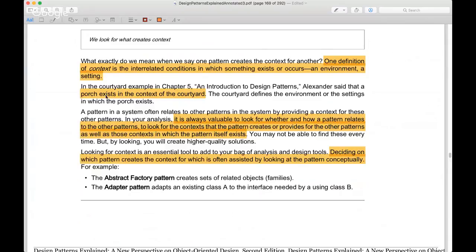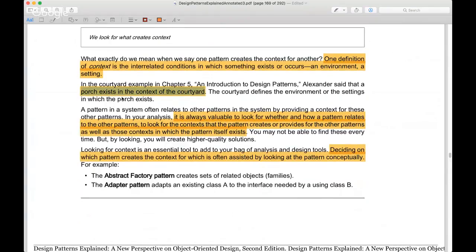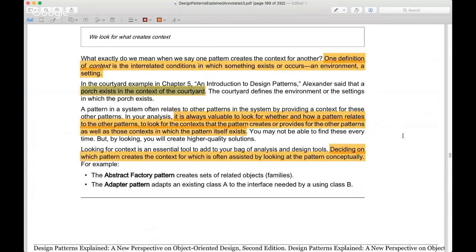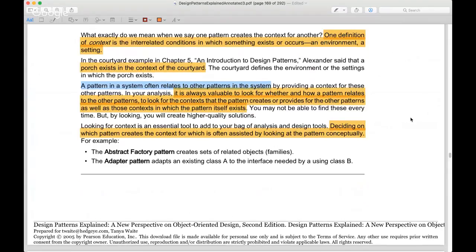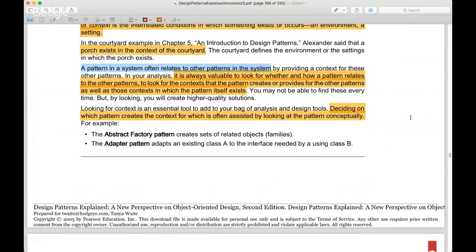In the courtyard example of an introduction to design patterns, Alexander said that a porch exists in the context of a courtyard. Courtyard defines the environment or the settings for which the porch exists. A pattern in a system relates to the other patterns in the system by providing a context for these other patterns to exist. In your analysis, it's always valuable to look for whether and how a pattern relates to the other patterns, to look for the context that the pattern creates or provides for the other patterns.